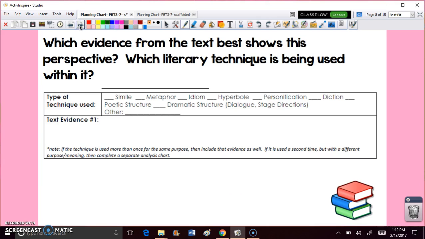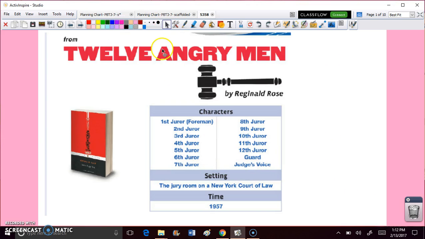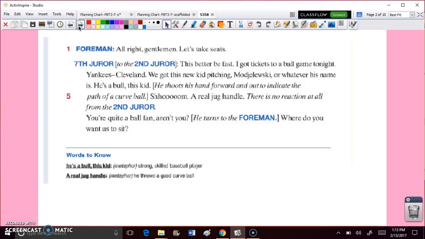And so that brings us to the text evidence part of the chart. Where in the play do I see people not taking their responsibilities seriously? Well, if I go into 12 Angry Men, I'm obviously going to focus on the seventh juror. The seventh juror is the main one in the excerpt who we see who is not really caring about jury duty. He just wants to go to his baseball game. So I can start to see that right from the beginning.